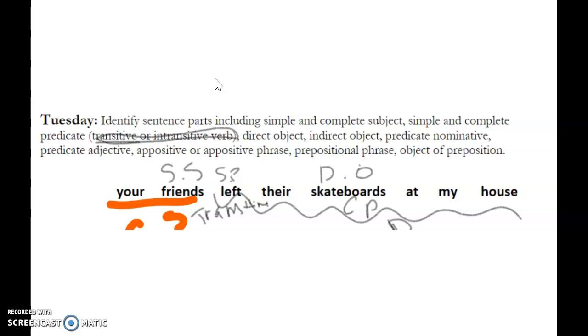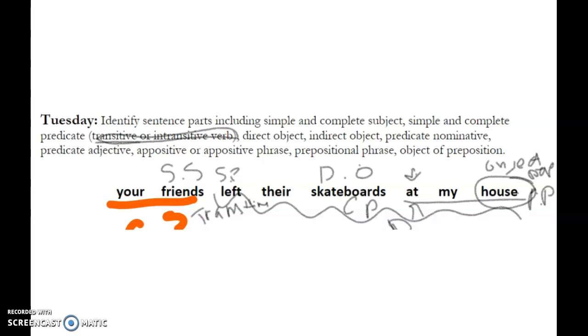Then we need to find if there is a prepositional phrase. Well, there's a prepositional phrase if there is a preposition. "At" is our preposition. So therefore, a prepositional phrase is "at my house" because it starts with our preposition and it goes to our first noun, which is "house." That's our prepositional phrase. Inside our prepositional phrase is an object of a preposition, and that is the noun in the prepositional phrase. Is it "at," "my," or "house"? Which one of those words is a noun? House. So "house" is my object of a preposition.